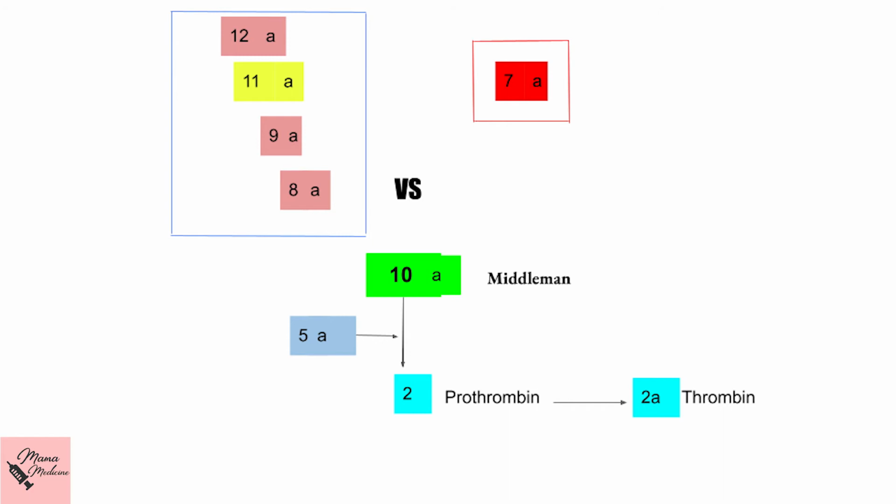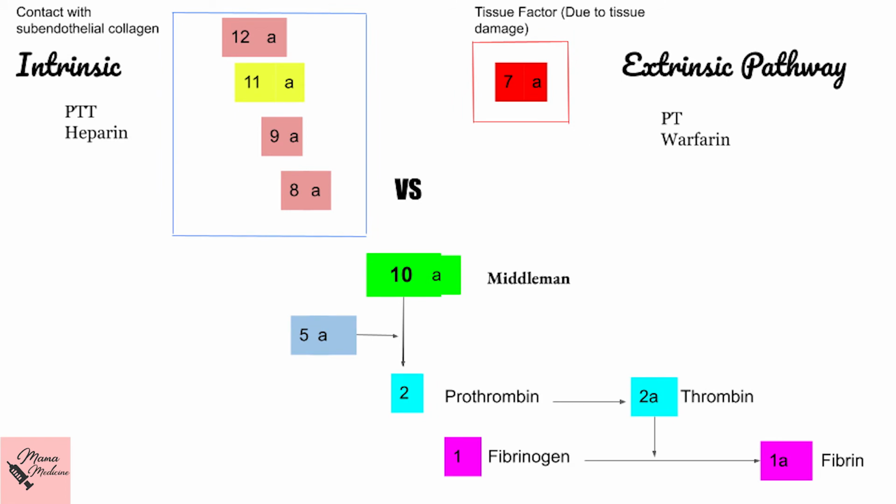7 also helped as a separate pathway. When it converted itself to 7A, it helped convert 10 into 10A. So, with the help of 5A, 10A was able to convert factor 2 or Timbuktu into its active form, which was 2A or thrombin. After many years passed, historians started naming these two teams as pathways.